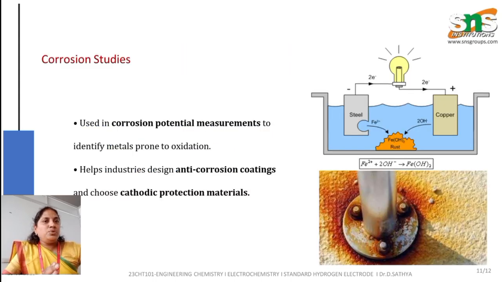In corrosion studies, it is used in corrosion potential measurement and to identify metals prone to oxidation. It helps industries to design anti-corrosion coatings and choose cathodic protection materials.